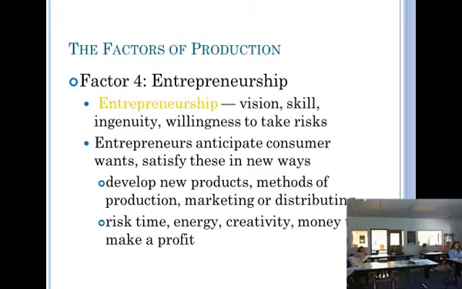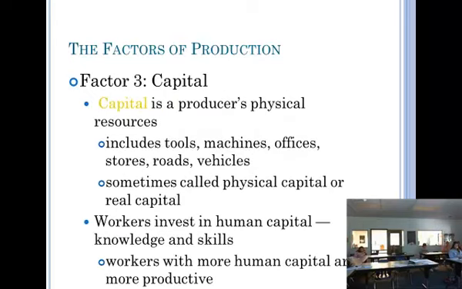Okay, and then, did I skip one? Oh, capital. So capital is a producer's physical resources. So like we were saying, tools, machines, offices, okay? This is one that I would recommend you guys write down because a lot of people get confused with what capital is. You see the word capital and you're like Sacramento? Like the capital? No, it's not that capital. So a producer's physical resources.